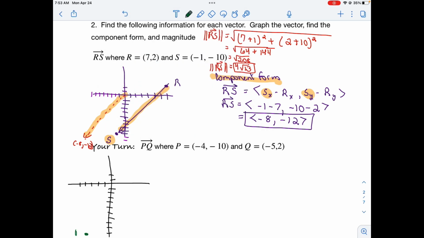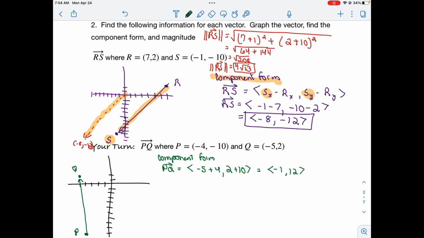Here's my point P, and then up here is my point Q. And so my vector starts at P, goes to Q. No arrow shows the direction, you must draw the arrow. And so that's my graph of vector PQ. Now, to find the component form of vector PQ, I take my terminal x, which is -5, minus my initial x, which is -4, so that becomes plus 4, and then my terminal y minus my initial y, and we get the component form of (-1, 12).